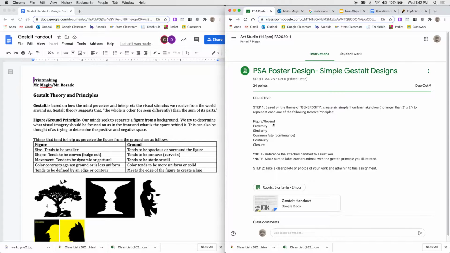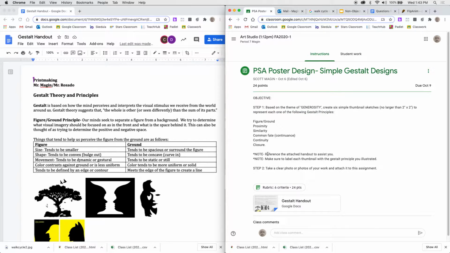Okay, but what we're trying to figure out is how can we create this idea of generosity, as if you would imagine a logo or some simple drawing, that will represent figure ground, proximity, similarity, common fate, continuity, and closure, which are all 6 different Gestalt principles that I covered over the last couple of days. Okay, so you end up creating little thumbnail sketches or little drawings no larger than 2 inches by 2 inches to represent each one of those Gestalt principles.